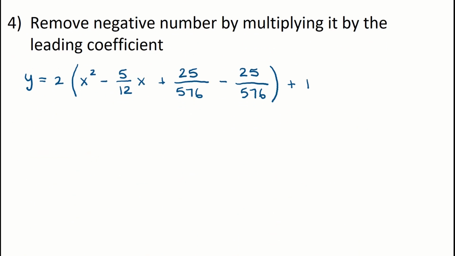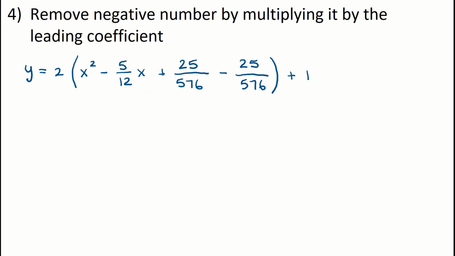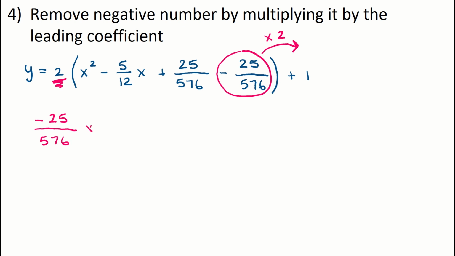So our next step is to remove the negative number by multiplying it by the leading coefficient. The negative number we're talking about here is negative 25 over 576, and we want to remove that by multiplying it by the leading coefficient, which is 2 in this case. So let's look at how that works. We have negative 25 divided by 576, and we're trying to multiply this by 2.